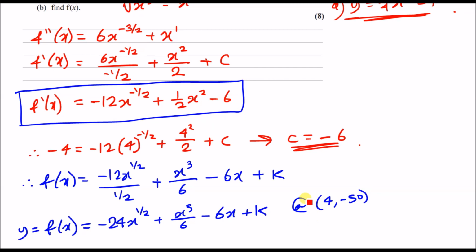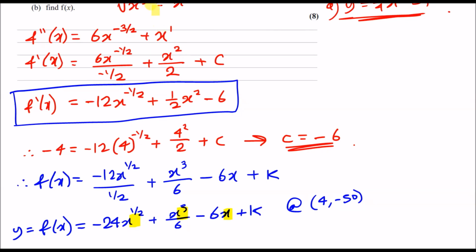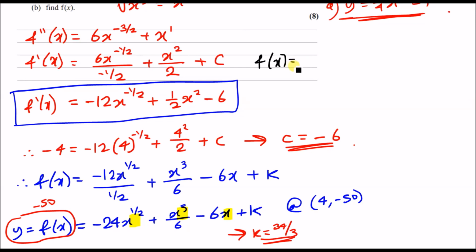So just plug all of this into that equation, replacing all the x values here with 4, and replacing this y value here with minus 50, and then just solving for k. Well, k should actually somehow become 34 over 3. If you're not sure how that works, just drop me a comment, yeah? And then we say, all right, therefore, guys, f x is going to equal, again, copy the whole thing, minus 24x to the half plus x cubed over 6 minus 6x plus 34 over 3. And that's it.